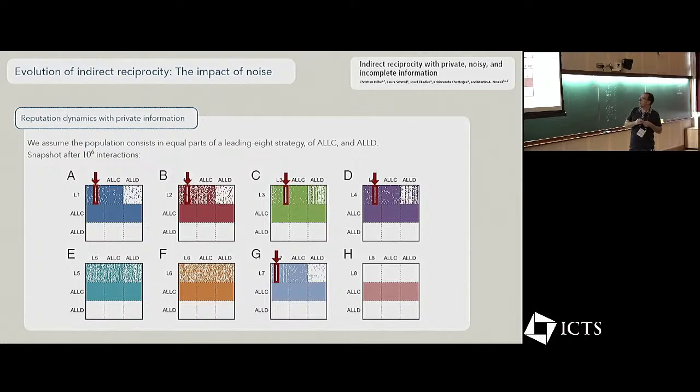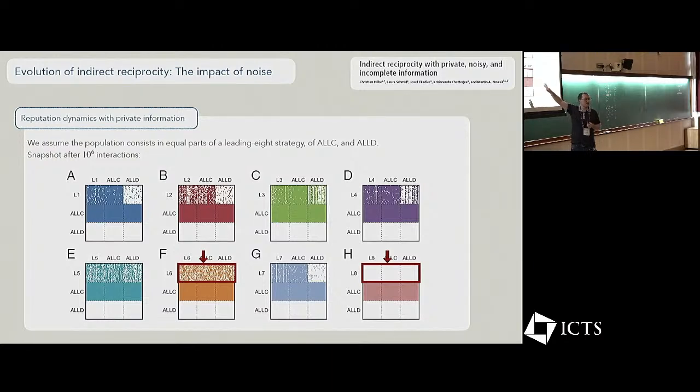And by the way, you get nothing like that in a public information model. In the public information model that we had before, just the upper left quadrant would always be perfectly colored. Another interesting observation is that there are 2 norms that just do not work at all anymore. There is this norm L8 that in the long run just assigns a bad reputation to everyone. There is also this norm L6 that in the end is just random noise.